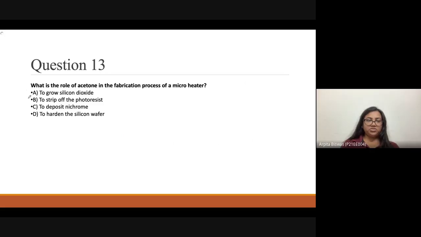Yes, the right option is option D. We have used acetone to remove the photoresist, as we discussed in the earlier question also. After the nickel process, for the remaining photoresist removal, we dip this wafer into acetone to remove the photoresist. So the right option is to remove the photoresist.